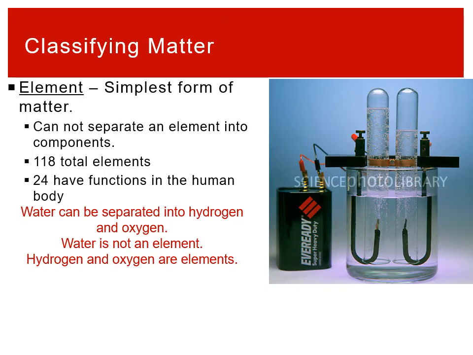The classifications of matter that we want to now talk about are based on the complexity of the matter. So all matter, the simplest form of matter is elements. So elements are what we say simplest is that you can't separate an element into component, basically types of matter. So there are 118 total elements. 24 are in your body right now doing things.